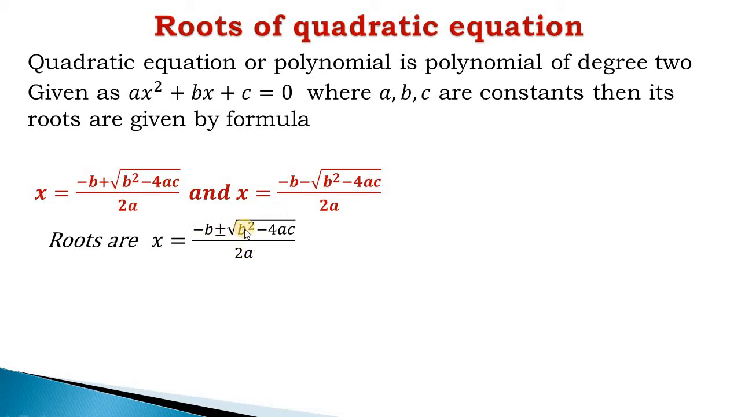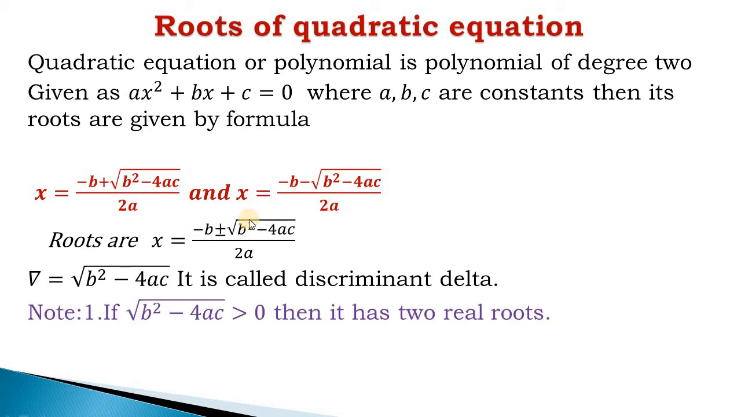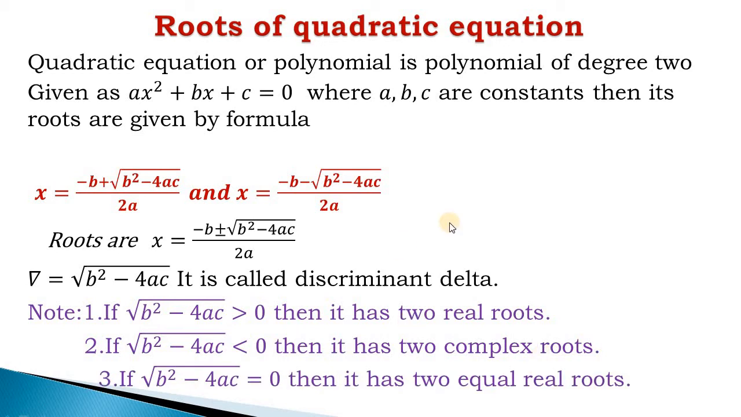Now depending upon the term b square minus 4ac, which is called the discriminant delta, the nature of the roots depends. If the term b square minus 4ac is positive, then we have real roots. If b square minus 4ac is negative, then we have complex roots, which are conjugates of each other. And if b square minus 4ac is 0, then we have repeated roots, minus b upon 2a. Now we see the relation between roots and coefficients.